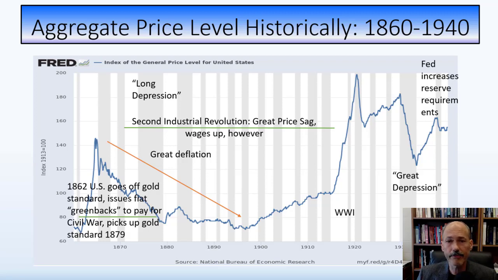So here we have the aggregate price level for the U.S. It's been pieced together. Back then nobody kept track of aggregate price levels. The concept wasn't even around at the time. So people had to piece this together. Now take a look again at the graph. First of all, you're going to see a lot of gray bars.